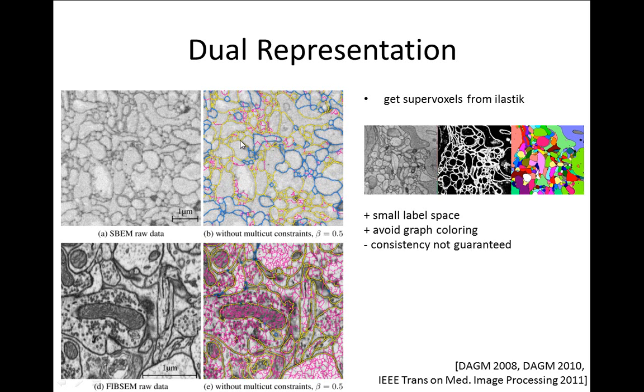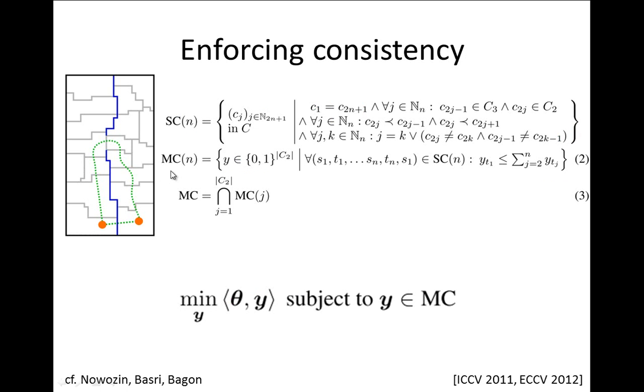So the advantage is we can work with a small label space. We only need 0s or 1s. The disadvantage is that consistency no longer is given automatically, but we have to enforce it. And that's shown here on the left-hand side.